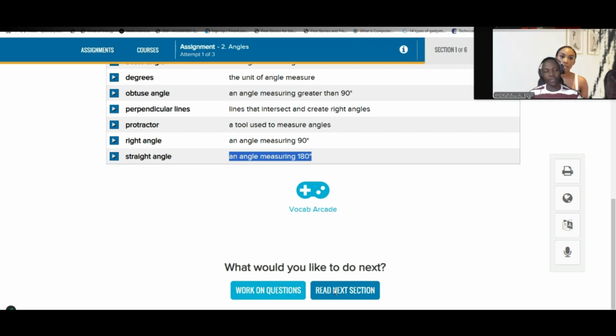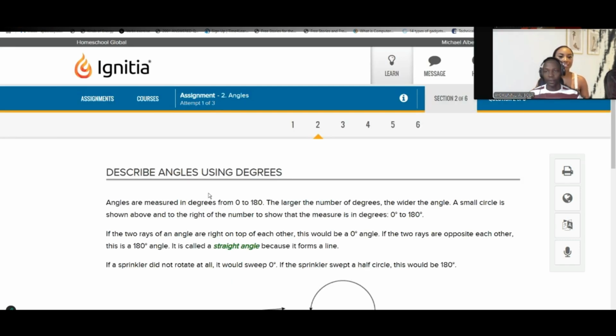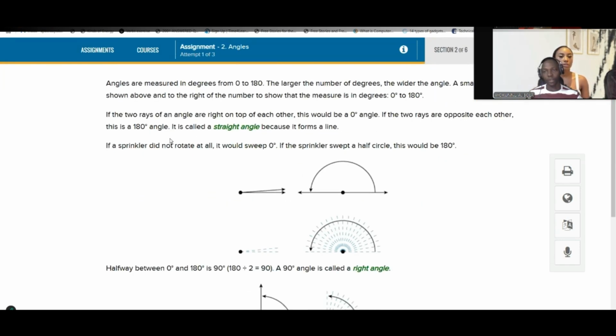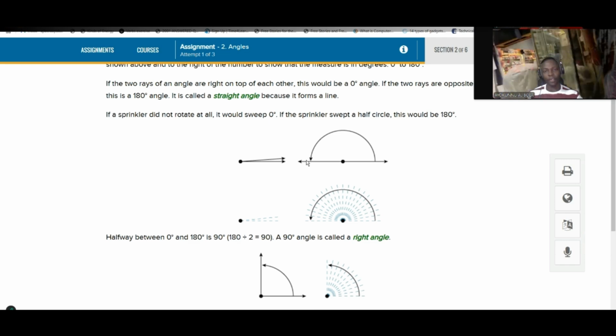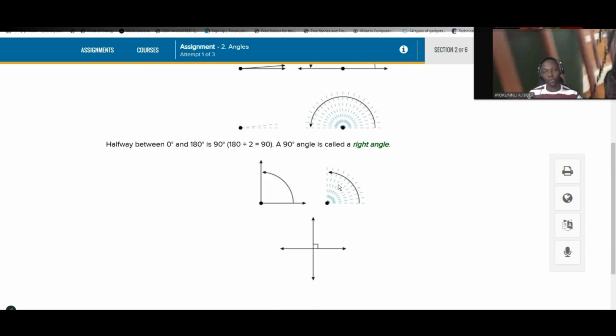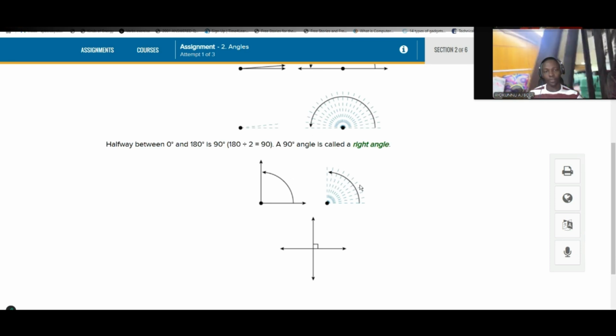So let's go to the next section quickly. Describing angles using degrees: if we move this hand from the left to the right or right to left, we are measuring up to 180. So each movement is a degree. And if we divide 180 into 2, you get 90 degrees.